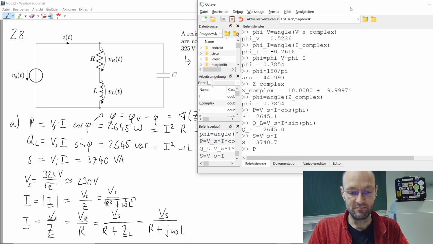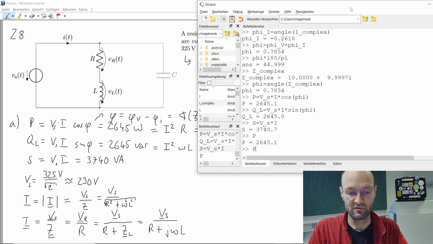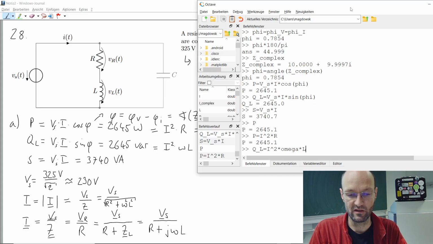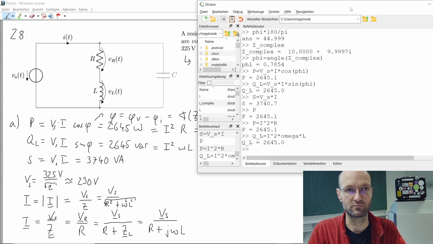So P, remember P had this value. So P I could also calculate as the current squared multiplied with the resistance, and we get the very same value. And the QL I could also calculate as current squared multiplied with omega times L, and we get the very same value.